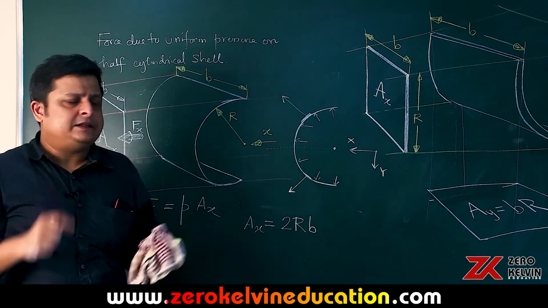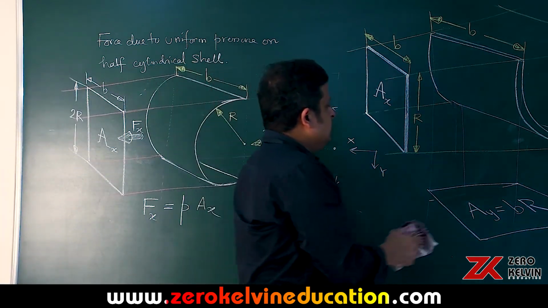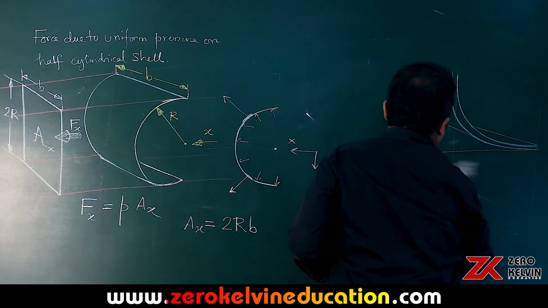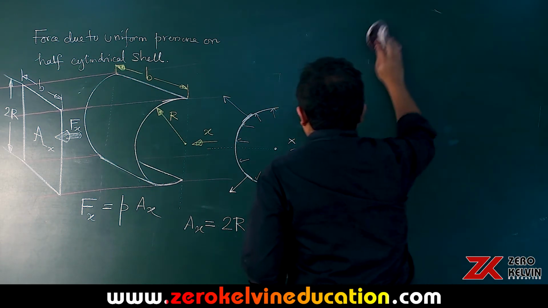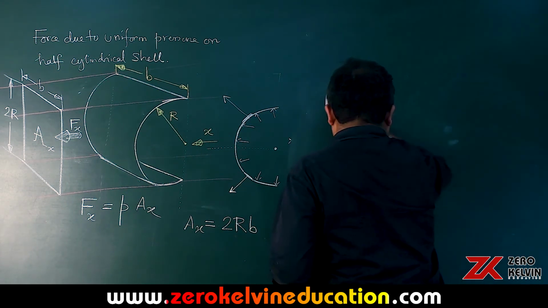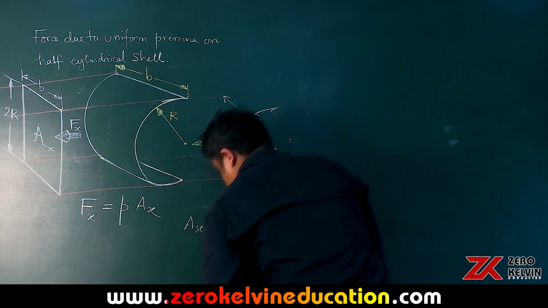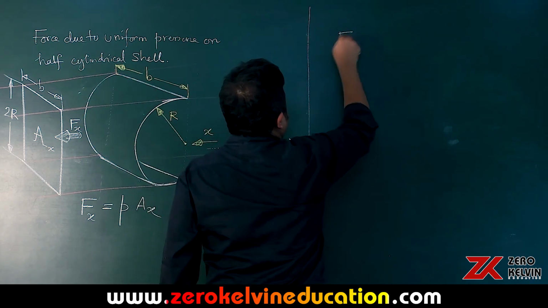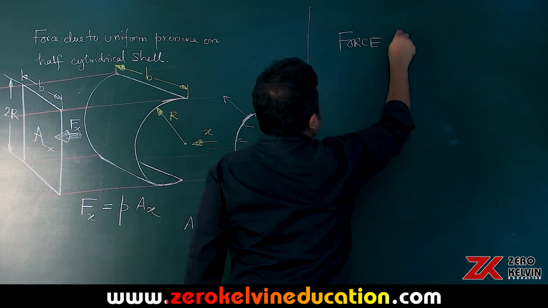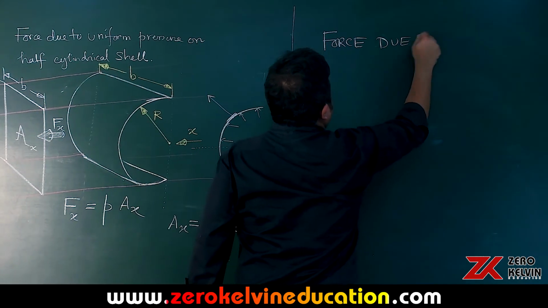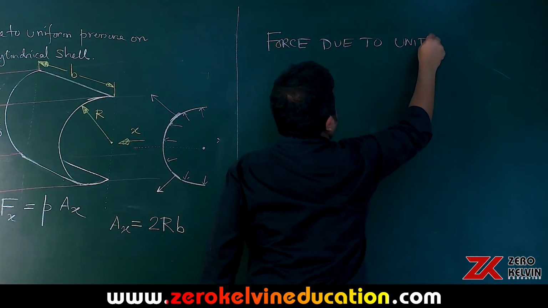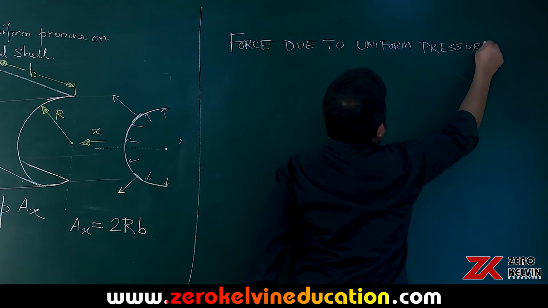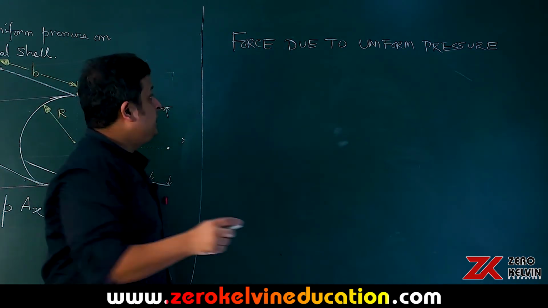Right. So now we will calculate the force due to uniform pressure on a hemispherical shell. So I will erase this diagram. Force due to uniform pressure on a hemispherical shell.